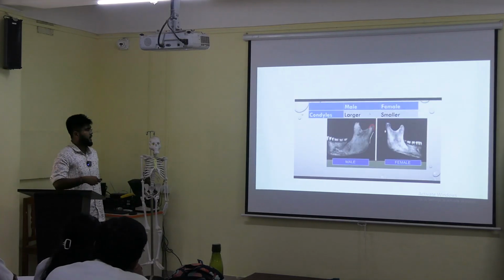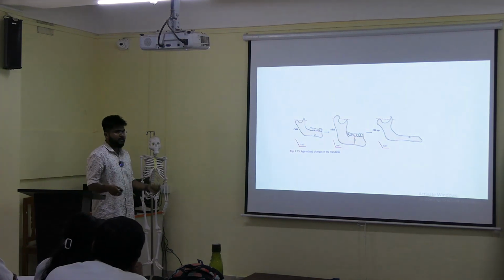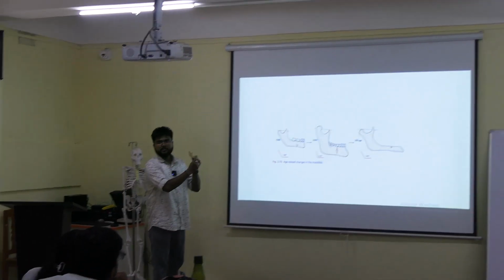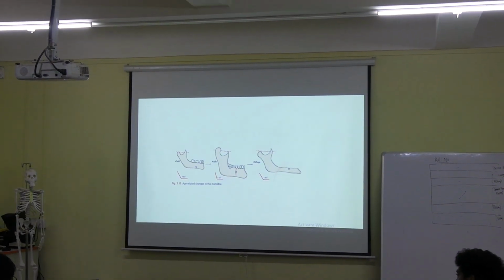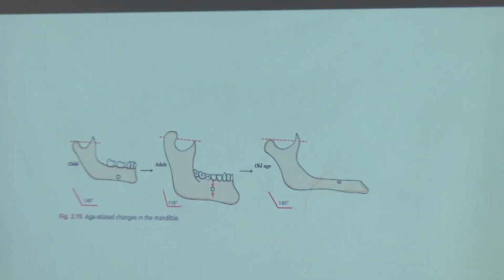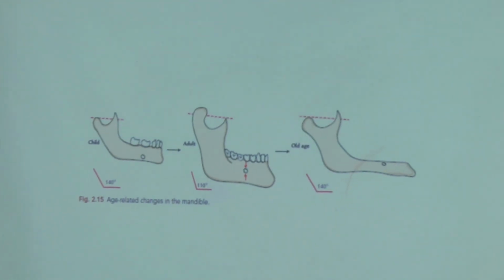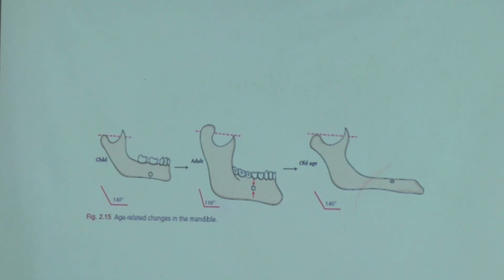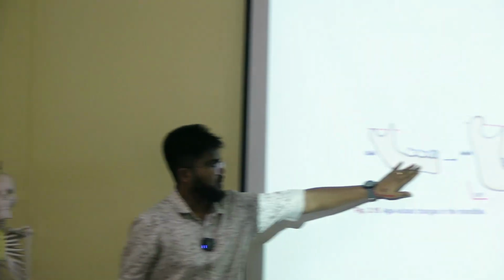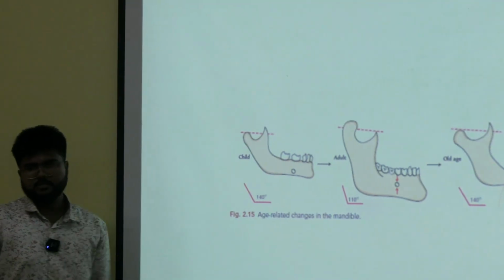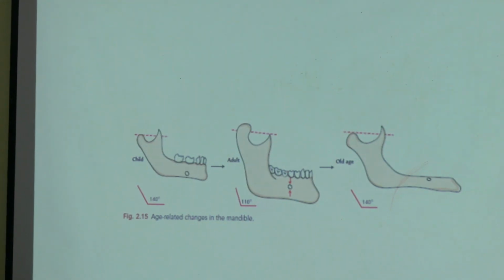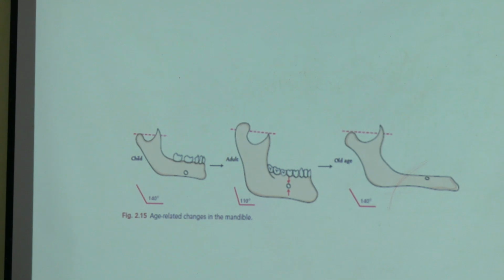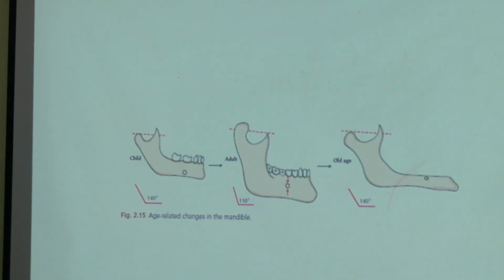Next, you can see this foramen, called the mental foramen. By looking at the mental foramen, you can easily tell whether this is a child, adult, or old age mandible. Always remember, in children it is present in the lower part, because this part is not developed properly. In the adult, it is present at the midline between the superior and inferior border, but in old age, it is upper.